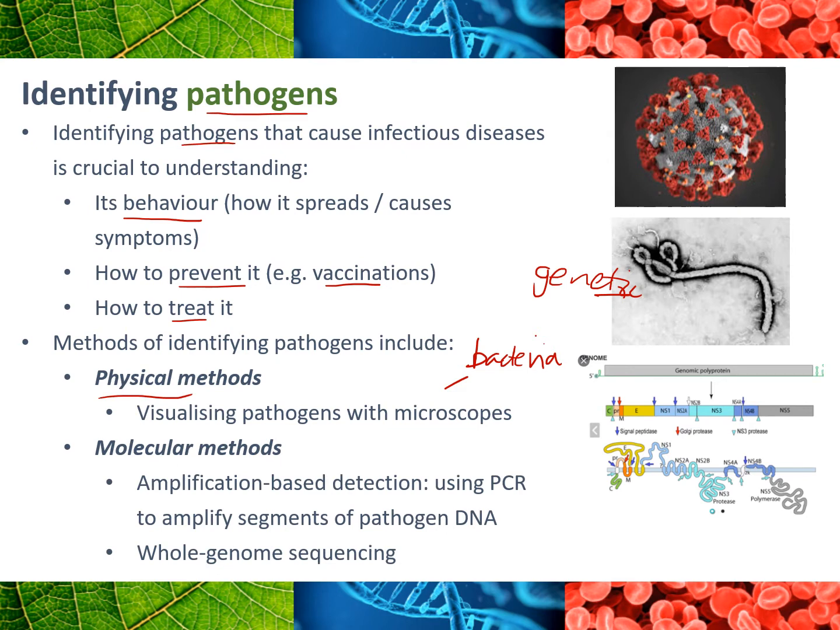And then there are the molecular methods. So this is basically looking at the genetic structure of a pathogen, its DNA or RNA. And the two main methods for that are using PCR, polymerase chain reaction, to amplify particular segments of the pathogen's genetic material, or whole genome sequencing, which is getting the entire genome, all of the DNA or RNA bases, and analysing those.